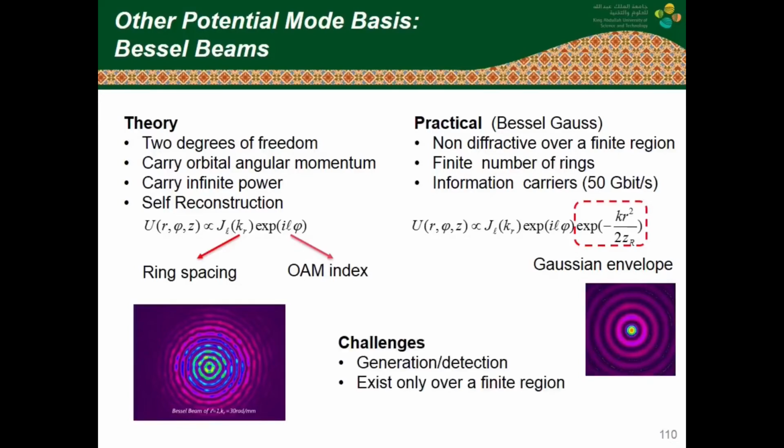The main challenges for this kind of beams are the generation and detection techniques, and those beams only exist over a finite region of space. They disappear after propagating over a certain distance along the propagation axis.